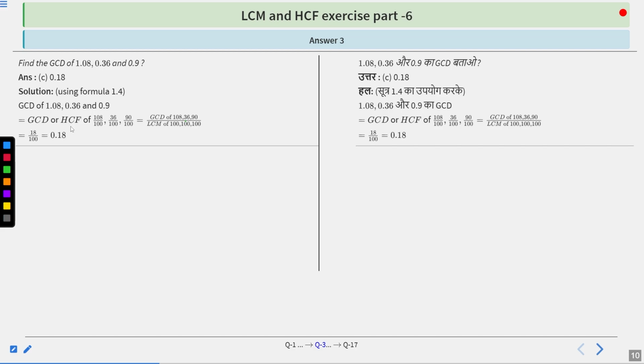Because 1.08 can be written as 108 upon 100, 0.36 can be written as 36 upon 100, and 0.9 can be written as 90 upon 100. And we know that using formula 1.4, the HCF or greatest common factor is equal to HCF of numerator upon LCM of denominator. So the GCD of 108, 36 and 90 is 18, whereas the LCM of 100, 100 and 100 is 100. So 18 upon 100 is 0.18. Option number C is the correct answer.